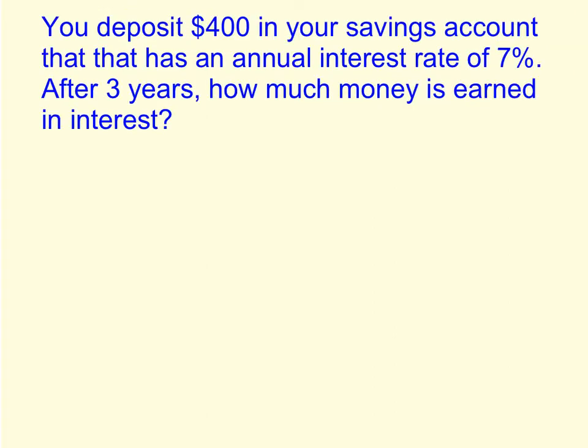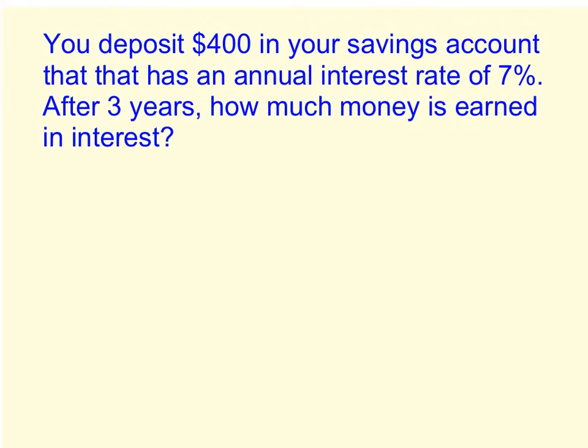All right, so here's what one of these examples looks like. And you can always pause the video and write this down, or definitely write down the key information so that you can look back at your notes to help you out with the homework. So to start off, it says you deposit $400 in your savings account. So I'm going to circle that. That has an annual interest rate of 7%. After 3 years, how much money is earned in interest?